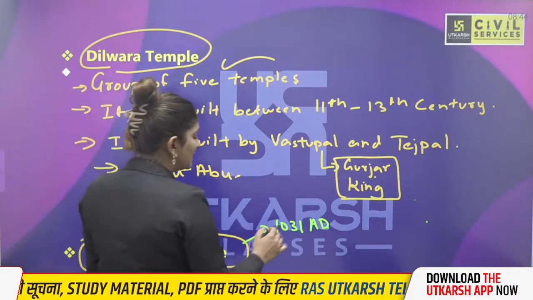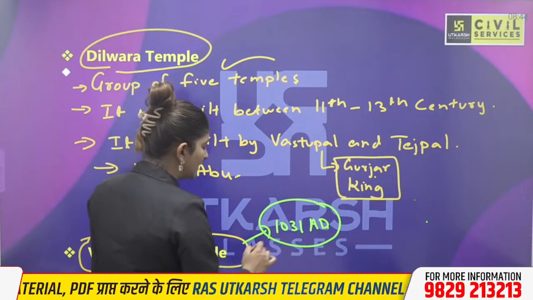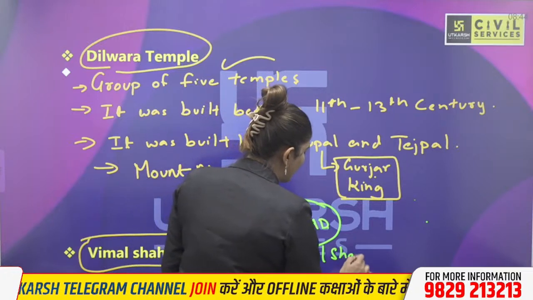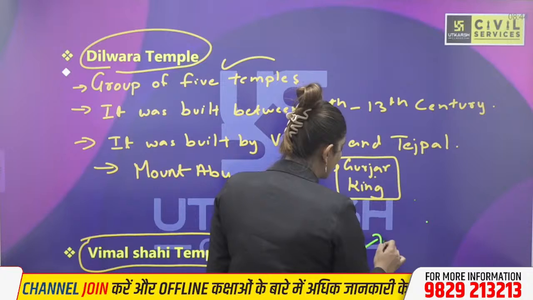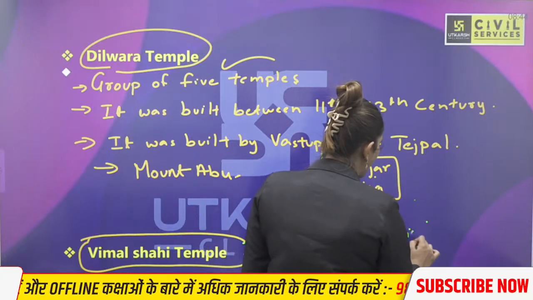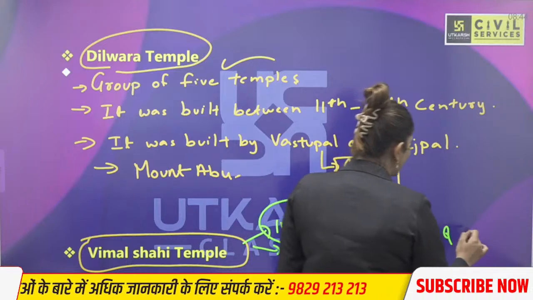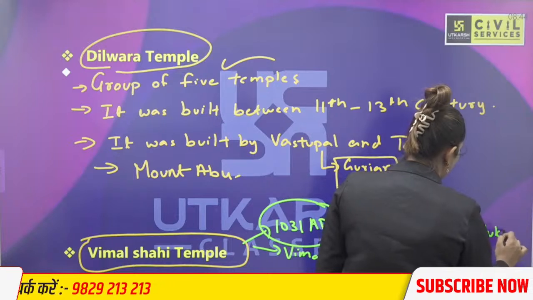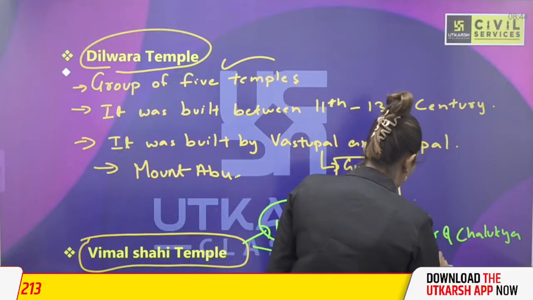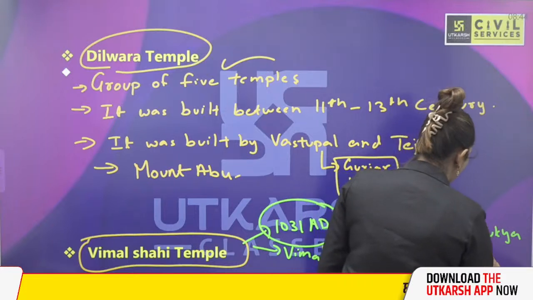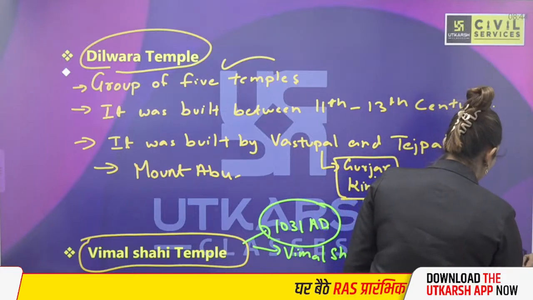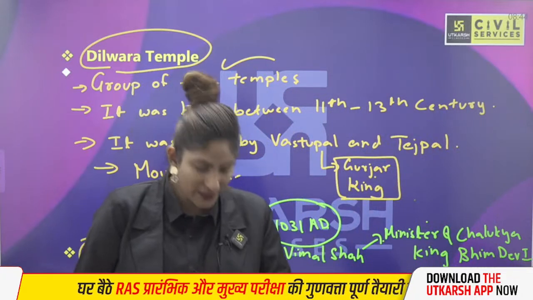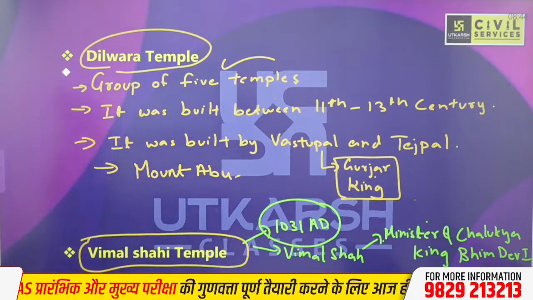So Vimal Shahi temple was built in 1031 AD by Vimal Shah. That is why Vimal Shahi temple. And who was Vimal Shah? He was the minister of Chalukya king Bhimdev I. So remember, these kind of questions are also asked in your examination. Who built what and from which dynasty he belonged to?